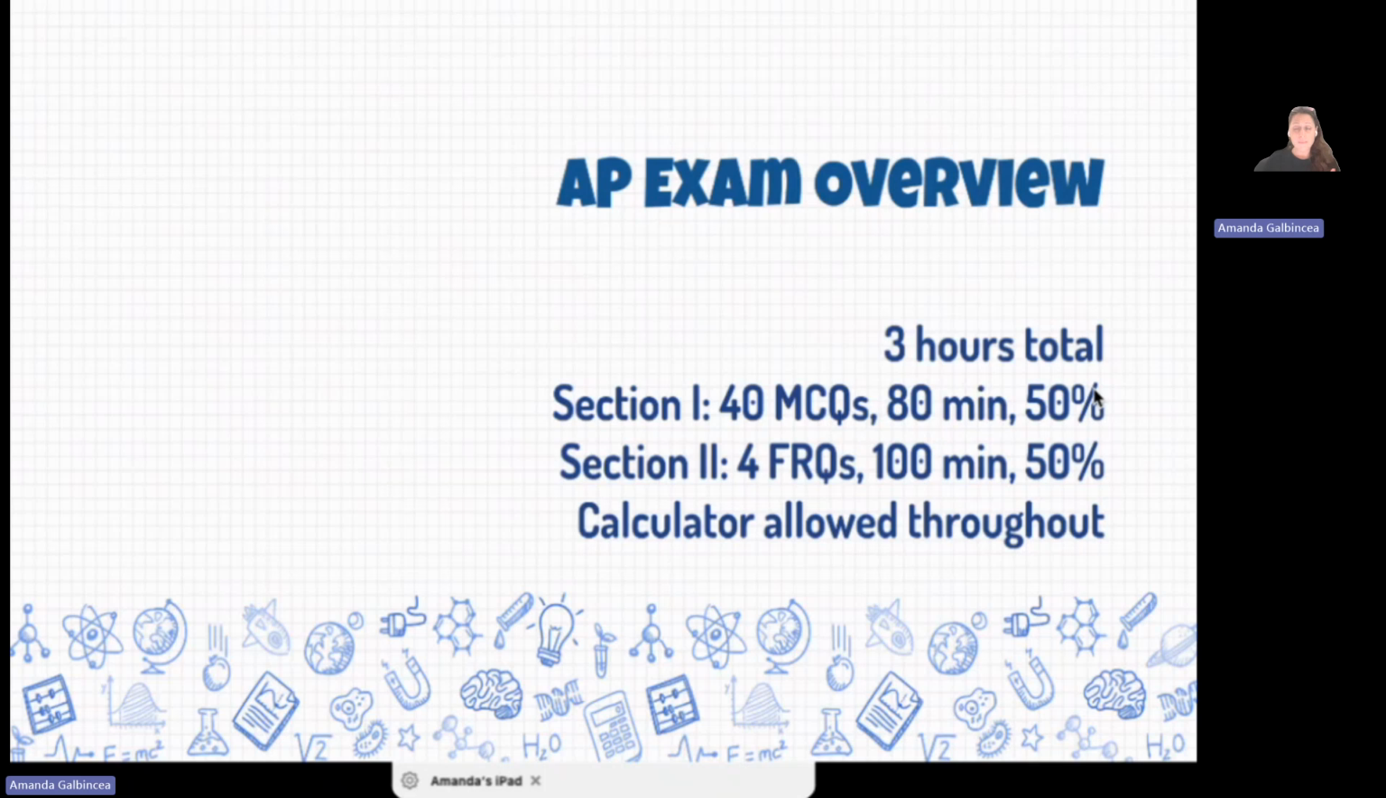Again, I'll go through that more in depth, and this slideshow will be shared on my Canvas so that you can look through that. I'm going to skip a couple of slides.